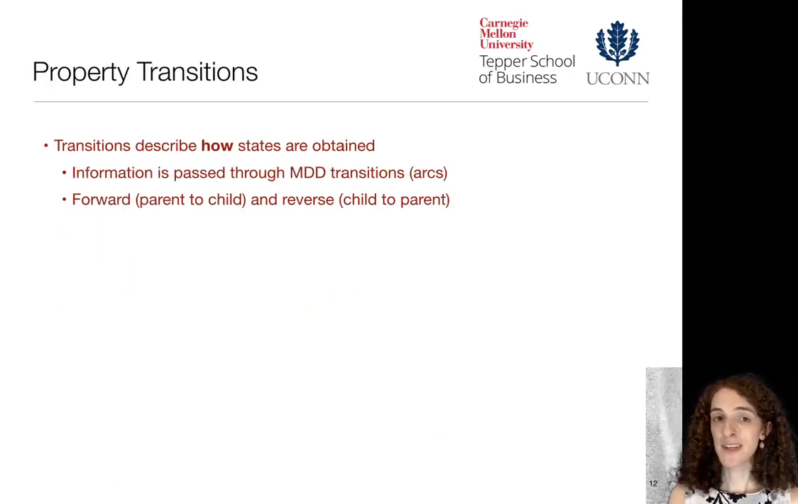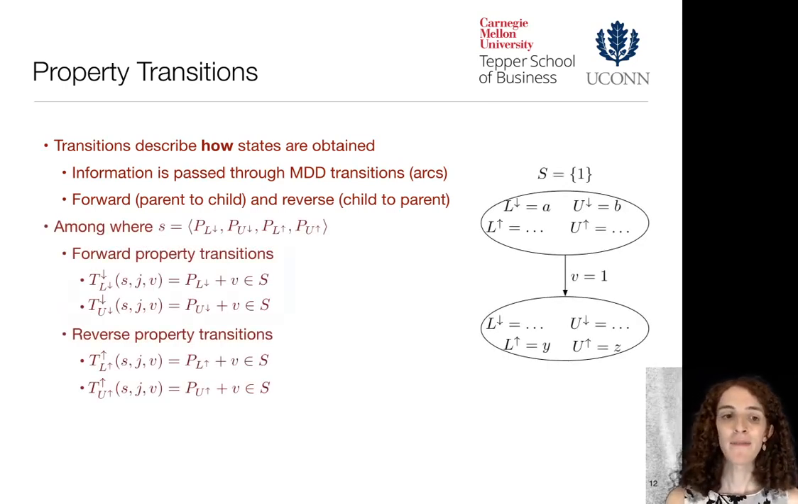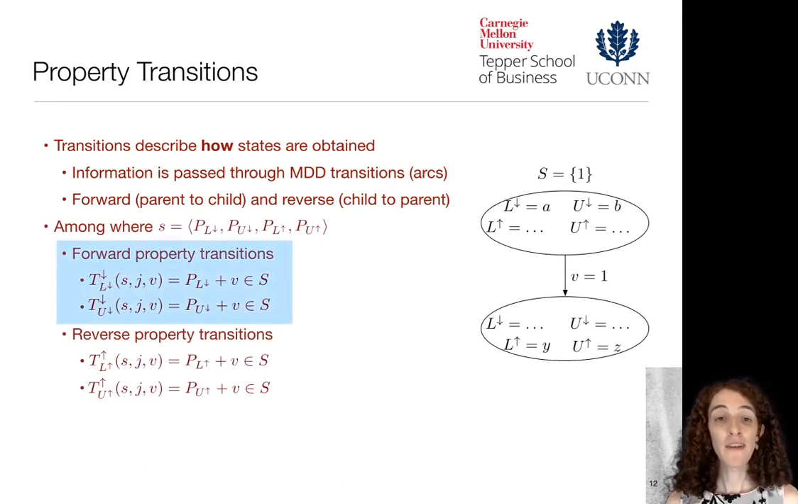And we do that with transition functions. These are passing the properties through the MDDs, updating them, going either forward in the MDD from parent to child, or in reverse from child to parent. If we look at that among example again, the L down and U down of a child node can be set to the L down and U down of the parent, plus whatever the arc that connects them, if that value is an S. So we can just take the L down and U down of the parent, add one if V is an S, and that is our new value for the child.